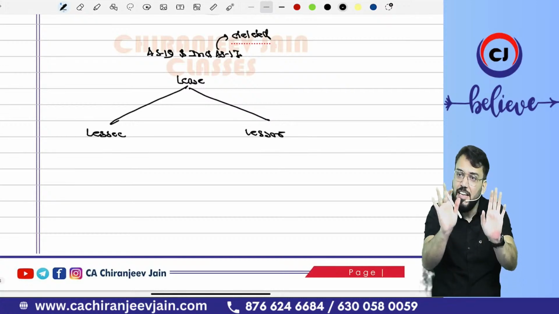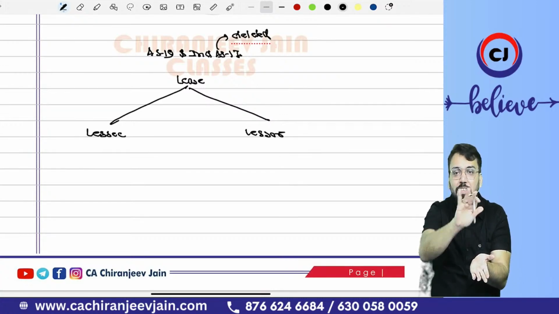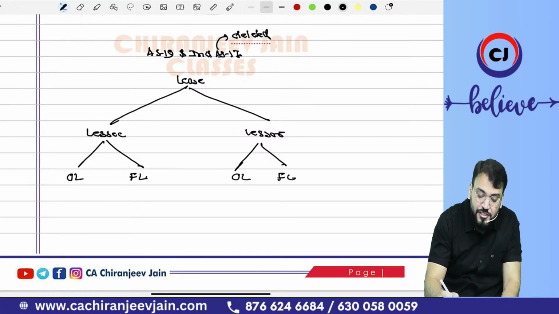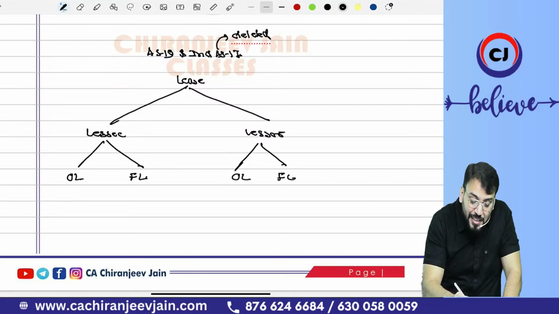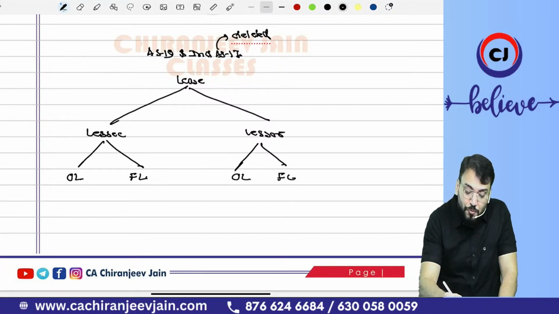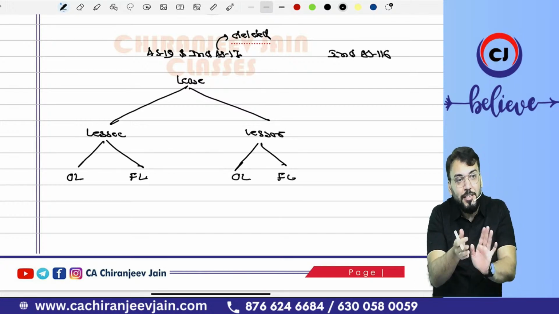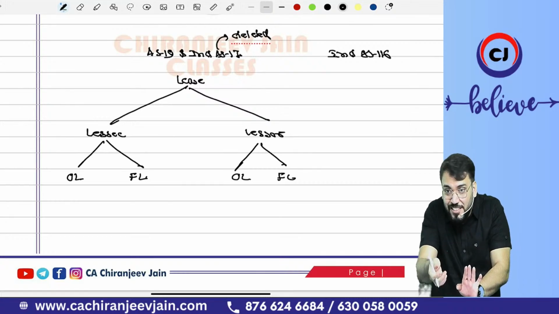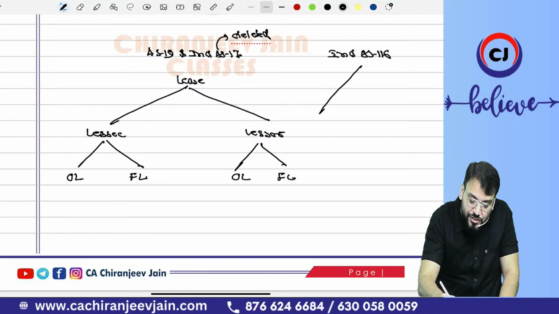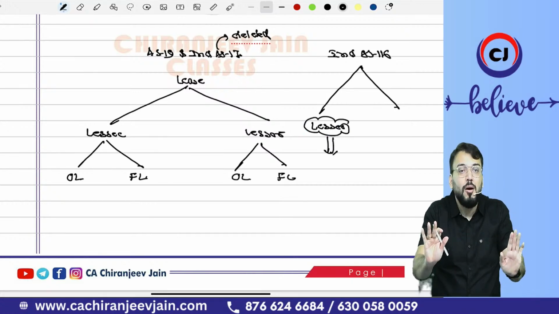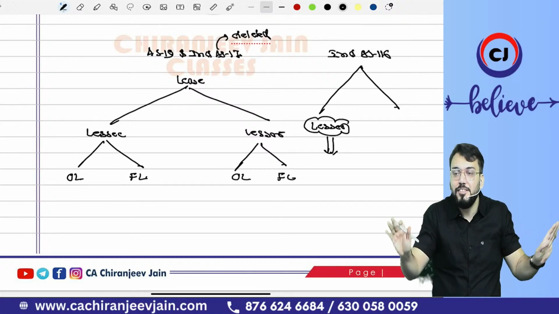Now as per AS 19, you remember, AS 19 and Ind AS 17 were the same. They say that for accounting in the books of lessee, there is operating lease or finance lease. This was as per AS 19. But Ind AS 17 is now deleted. Now we have Ind AS 116. Ind AS 116 replaced Ind AS 17. Now as per Ind AS 116, in the books of lessee, there is no concept of operating lease, no concept of finance lease. It is only lease.